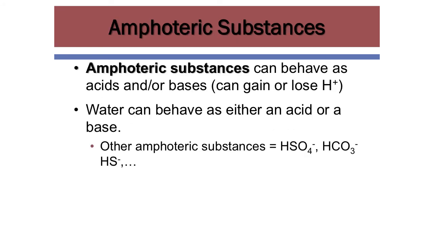You'll notice in one example, water was acting as a base. In the other example, water was acting as an acid. Water is what we call an amphoteric substance. It can gain or lose hydrogen ions, so therefore it can act as an acid or a base depending on what else is in the system.